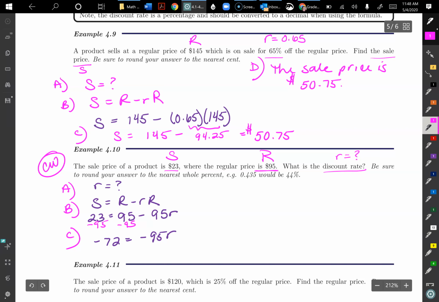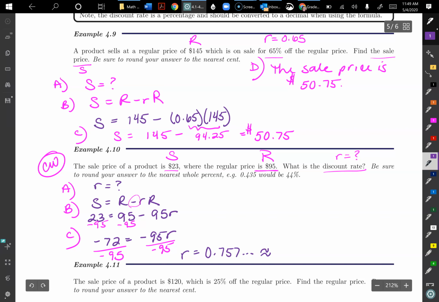You shouldn't have a negative rate. It's kind of built into how we wrote the problem, that our r will come out positive even though it is a decrease. We had the negative r as part of our formula, so that's why this negative situation is happening, but a negative over a negative is positive, so it works out. And so we end up getting r equals 0.757, and so on and so forth.